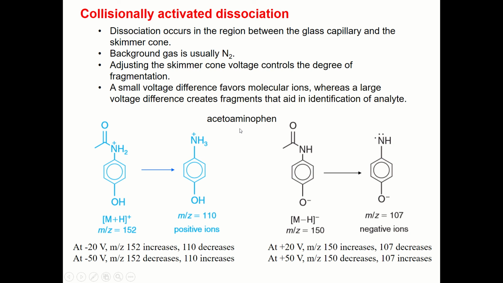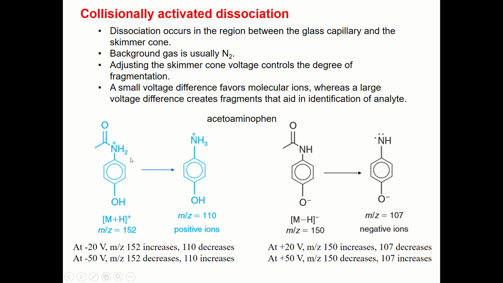Here is an example. This acetaminophen, actually the structure itself is not very complex. But here, see, when you apply minus 20 volts to the skimmer, positive ions are formed, but when you apply positive voltage to the skimmer, negative ions are formed. And let me see, this one is fragmented. This positively charged acetaminophen may be fragmented at higher voltage.